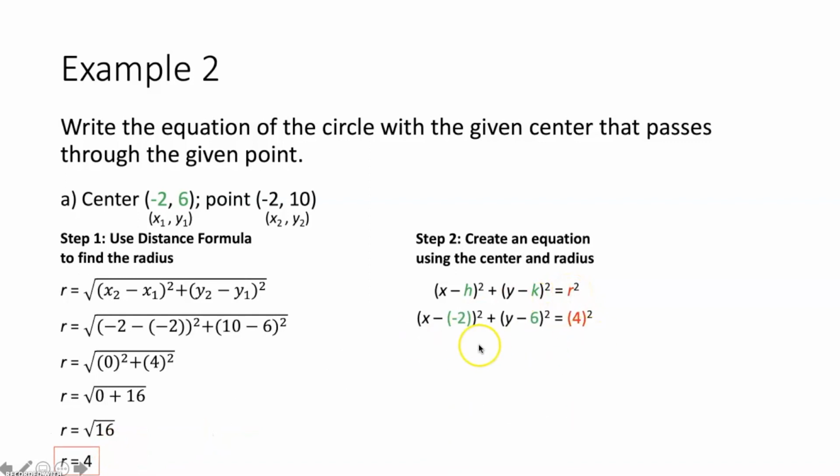I then simplify whatever I can simplify. X minus -2 is the same thing as x plus 2. Y minus 6 is going to stay y minus 6, and 4 squared is 16.